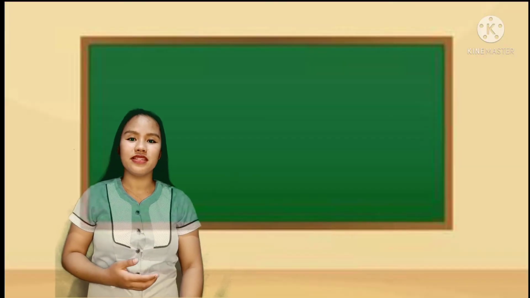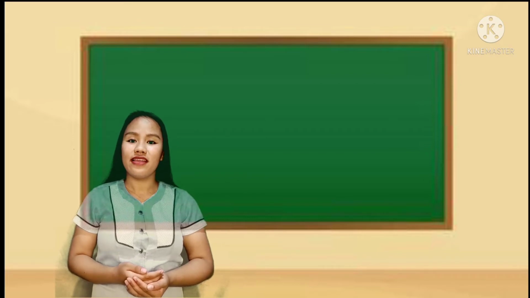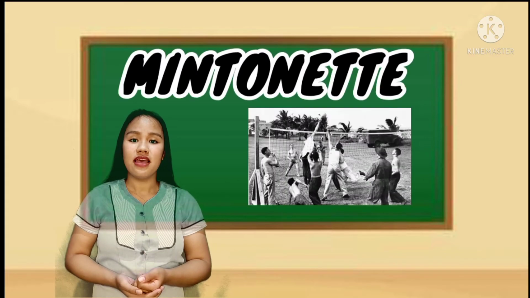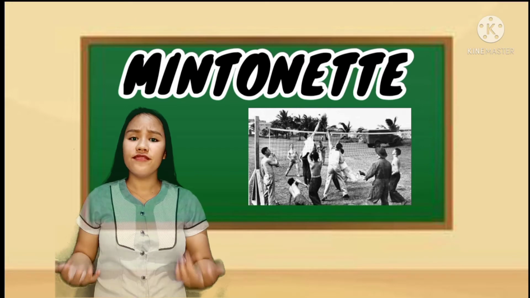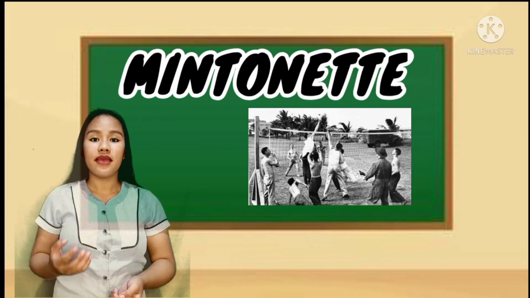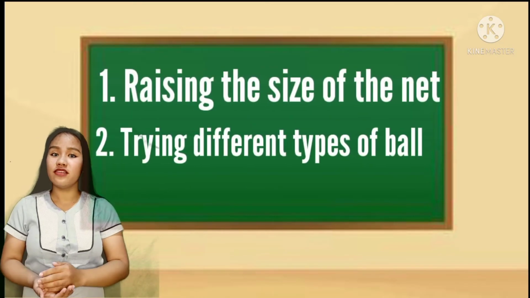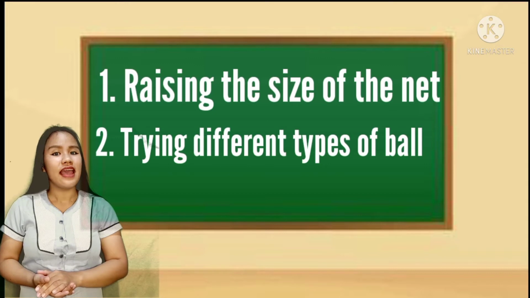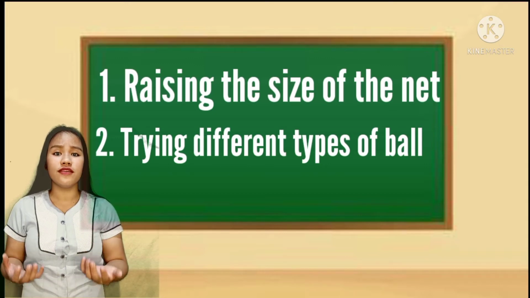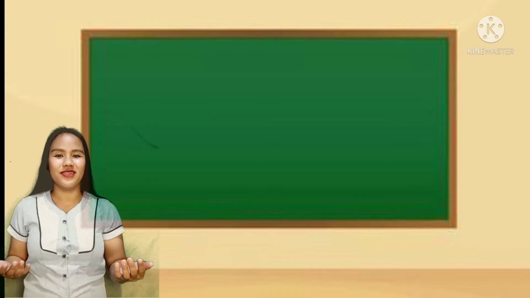Based on the previous video, during 1895, William G. Morgan invented the game, and the first name is Mintonette. After a year of refining the rules and regulations of the game volleyball, the game receives a positive result. After a year of refining the rules by raising the height of the net and by trying to use different sizes of ball, the game volleyball began to spread all over the world.